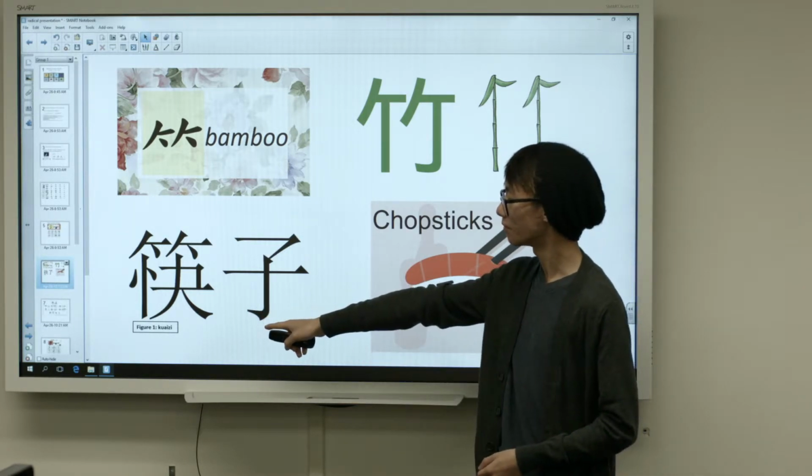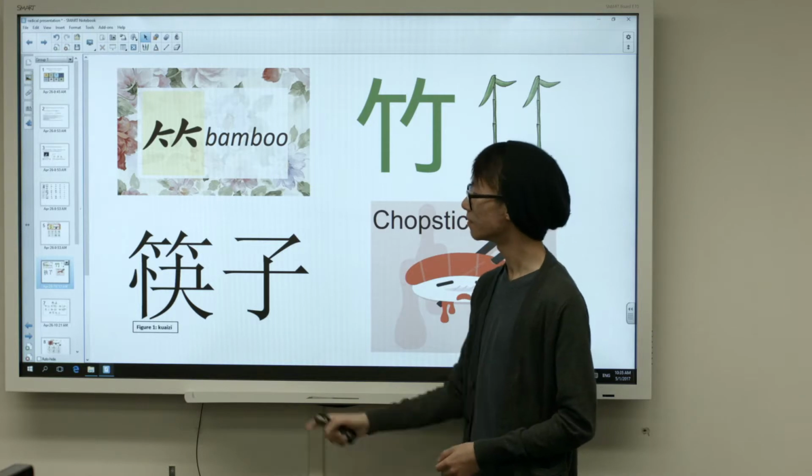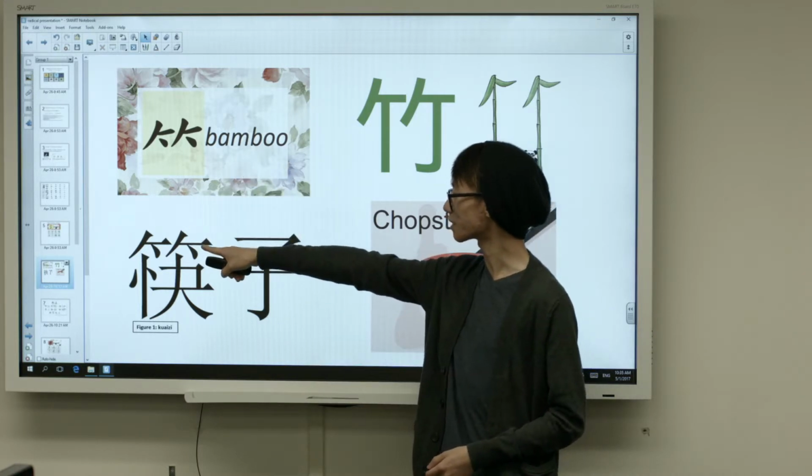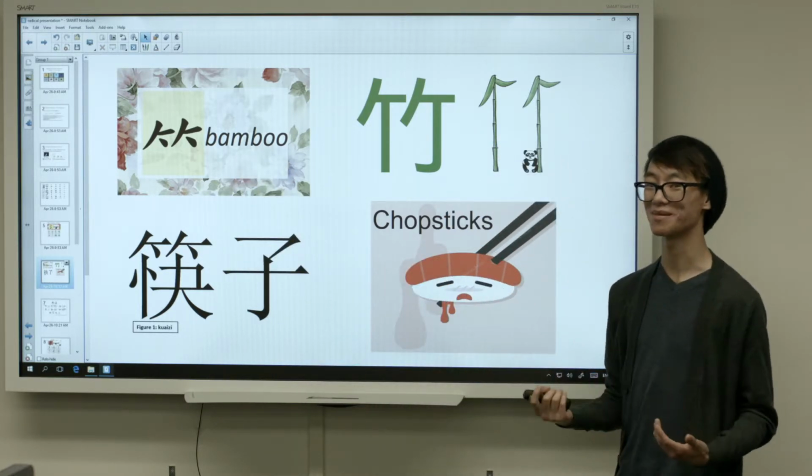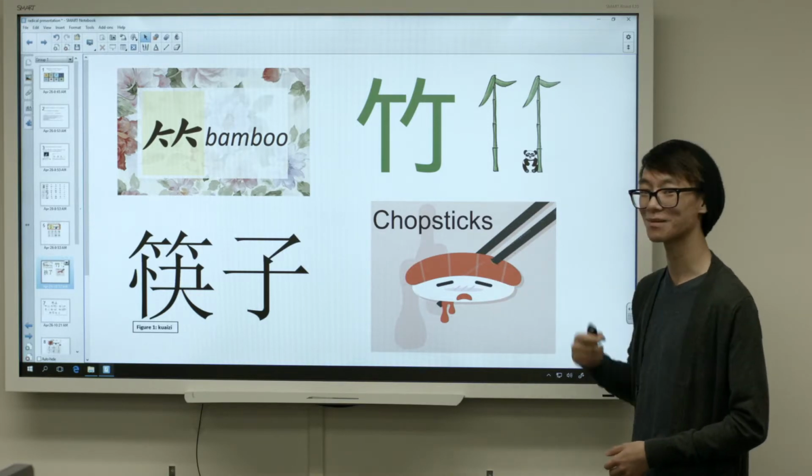Now let's look at an example. 筷子. The radical of bamboo is on top of the character. Can you guess what that means? Yep. Chopsticks.